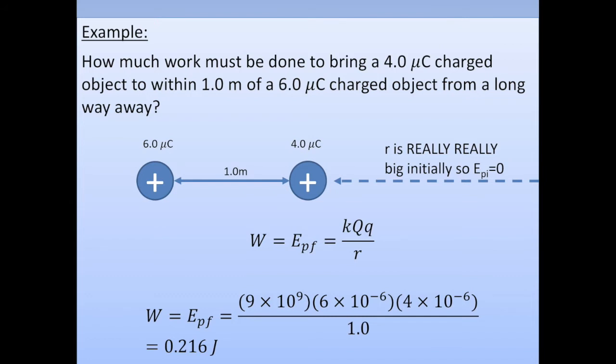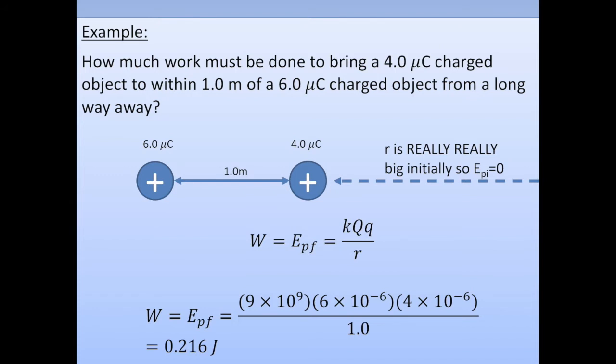So when we talk about this in terms of the work required, we know that there is no initial potential, which means the work can be found by only calculating the final potential energy. And we just derived an equation that gives us this to be KQQ over R. Now it's important to recognize that we are dealing with point charges and only point charges. If we were dealing with a uniform field, we would be dealing with a different type of formula to give us the work being done.